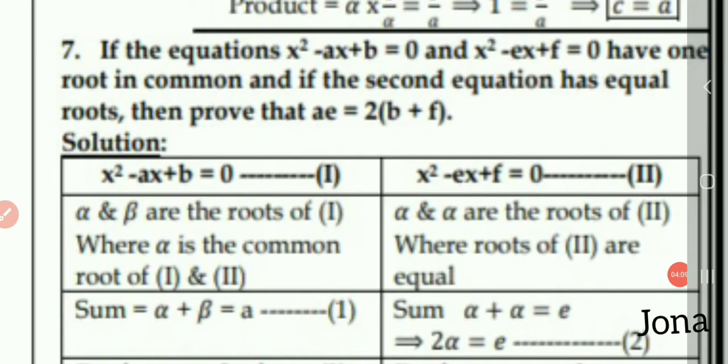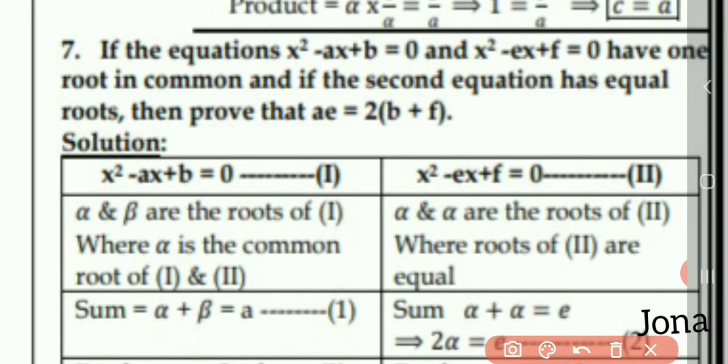Seventh problem. In the equations x² − ax + b = 0 and x² − ex + f = 0, they have one root in common, and if the second equation has equal roots, then prove that AE = 2(B + F). We want to prove this.